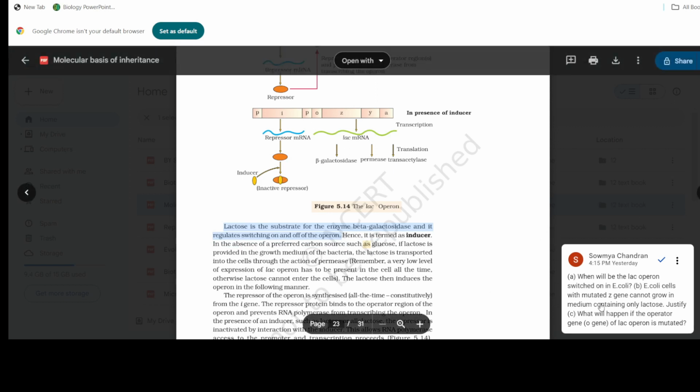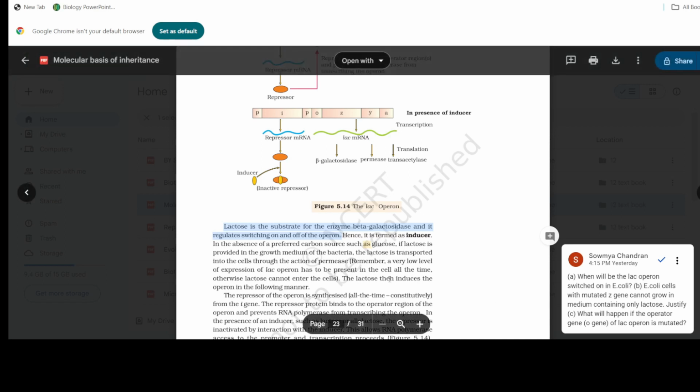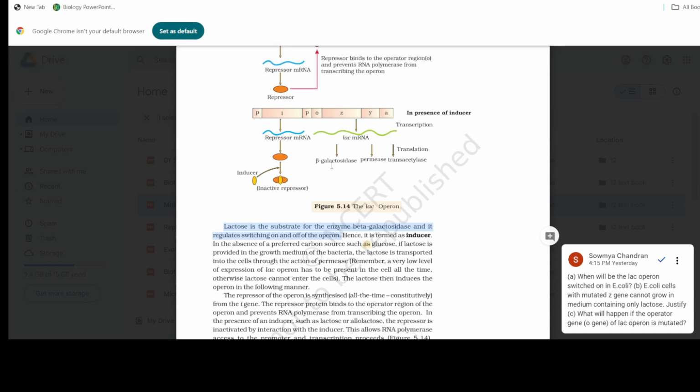Second question, E. coli cells with mutated Z gene cannot grow in medium containing only lactose. So you imagine the medium is having only lactose. The lactose has induced the operon, but the Z gene is not working. What's the purpose of the Z gene? The Z gene produces beta galactosidase. So only in the presence of beta galactosidase, lactose can be metabolized.